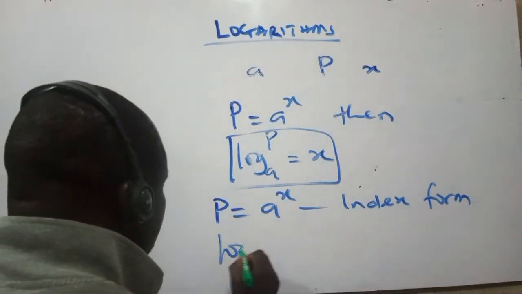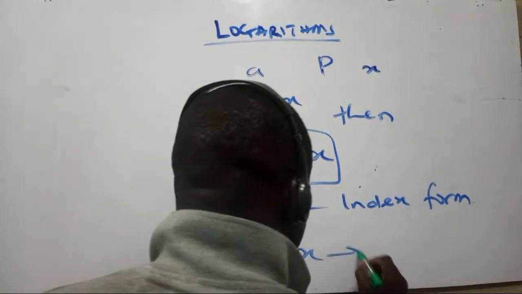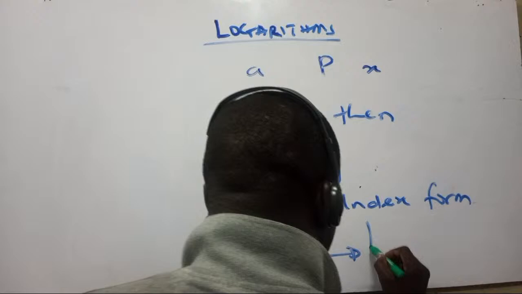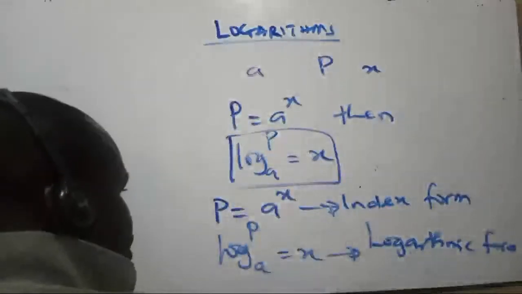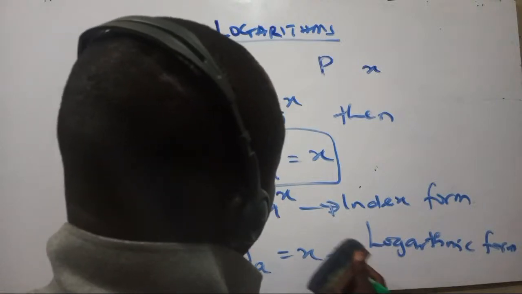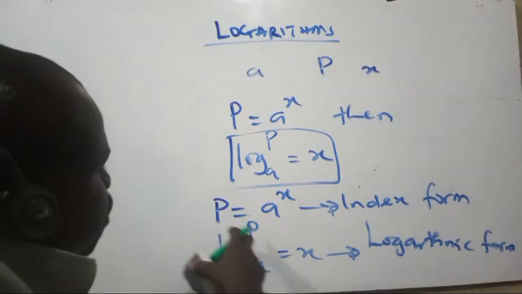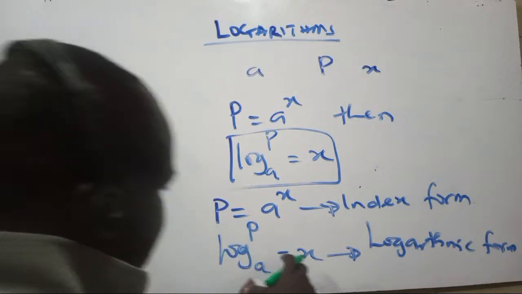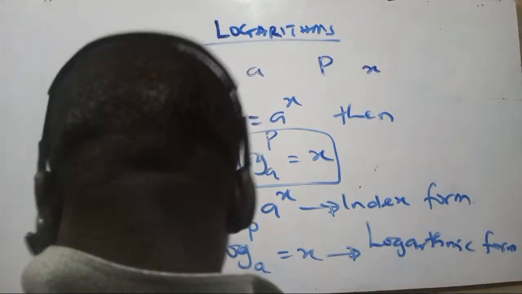While log p base a is equal to x is the logarithmic form. So there is this relationship between logarithmic form and index form. If you have the index form p equal to a raised to x, then when we take the log of p base a, that must give us x. And that is what we have from the definition of logarithm.